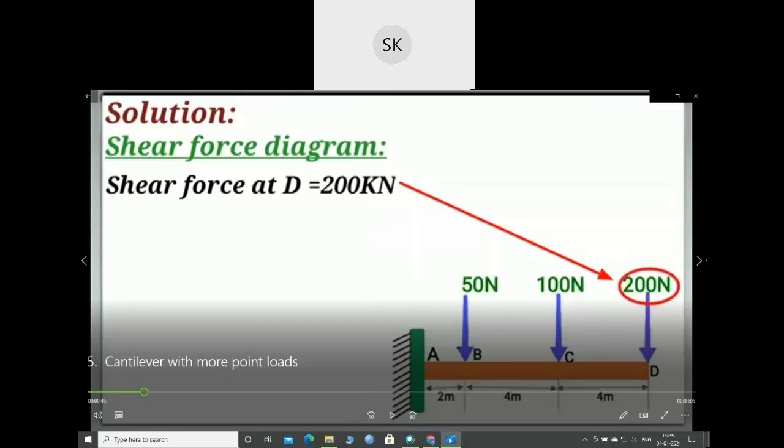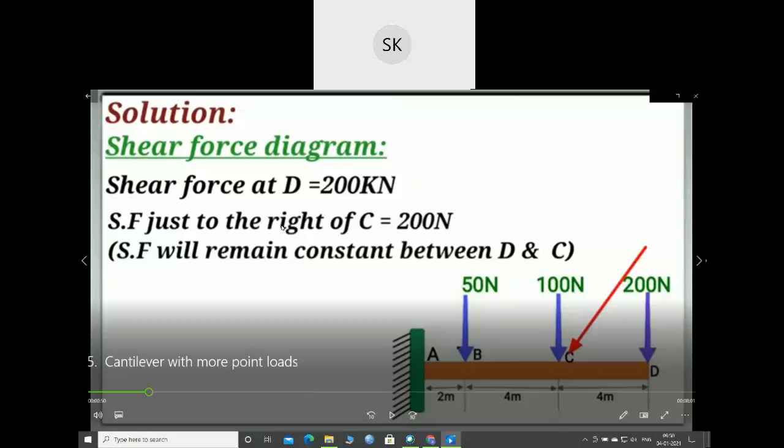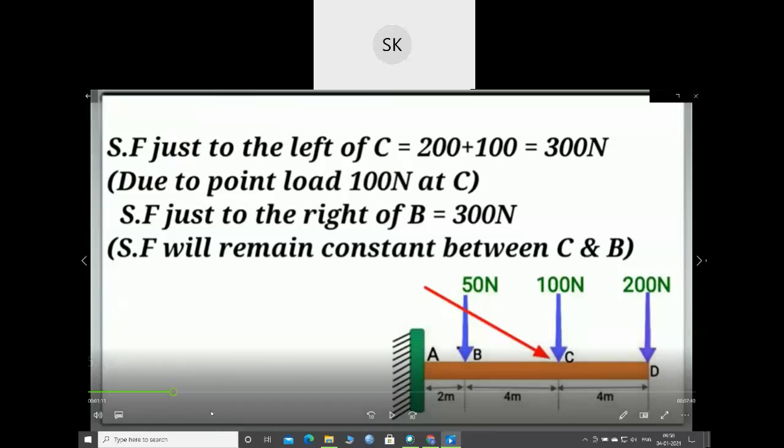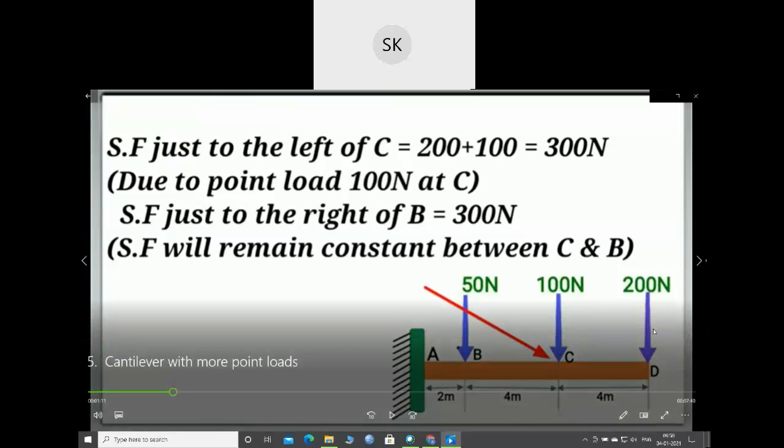So shear force at D will be the same as the load is given. Shear force just to the right of C, that means at this position, there is no load. Only a point load is given, so the shear force will be the same. Now shear force at C will be a summation of this load and this load, 100 plus 200.